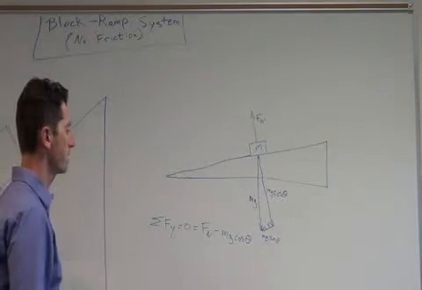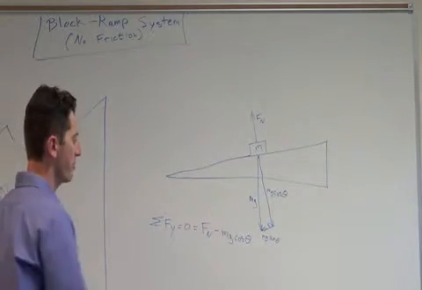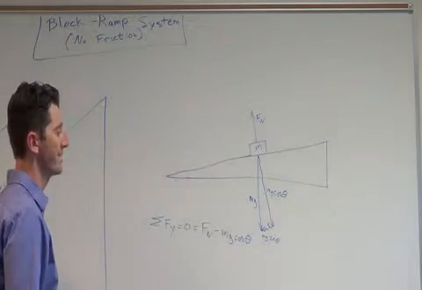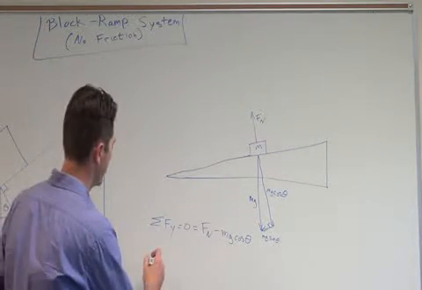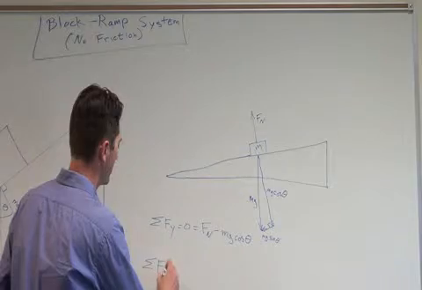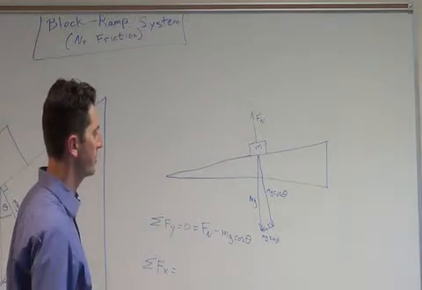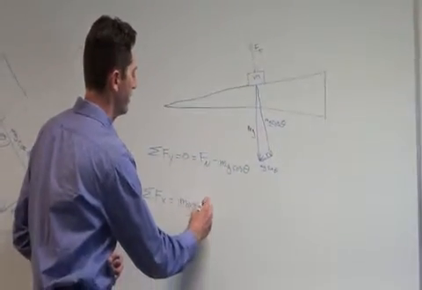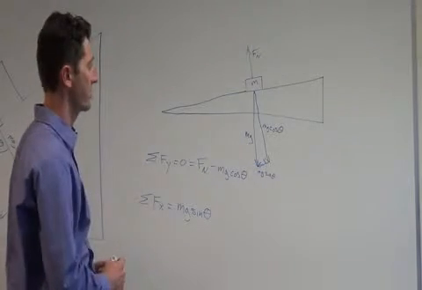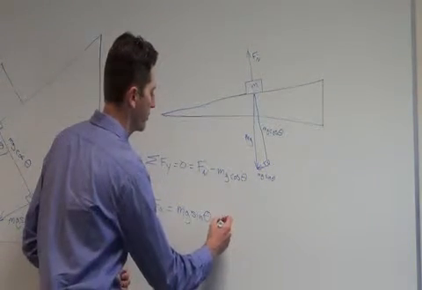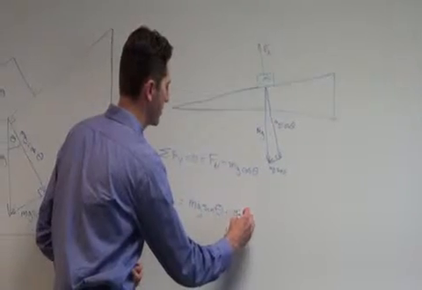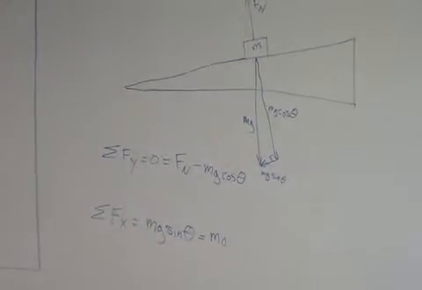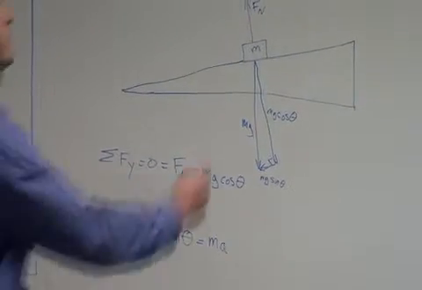And we want to say that the sum of forces in the x direction actually does not equal 0 because it is moving. So we'll say that the sum of forces in x is going to be equal to mg sine theta, which is going to be equal to ma. Sum of forces is always mass times acceleration. And we have a very real acceleration, so that means we have a real sum of forces in the x direction.